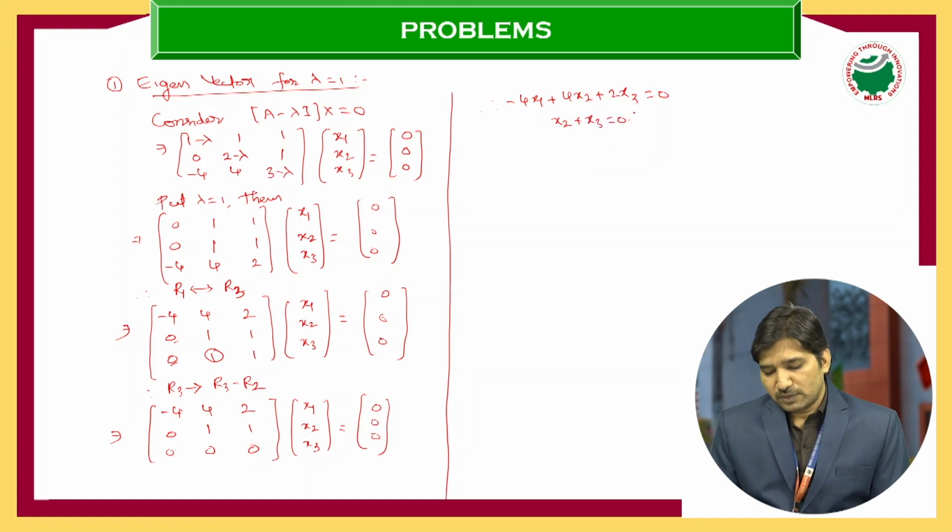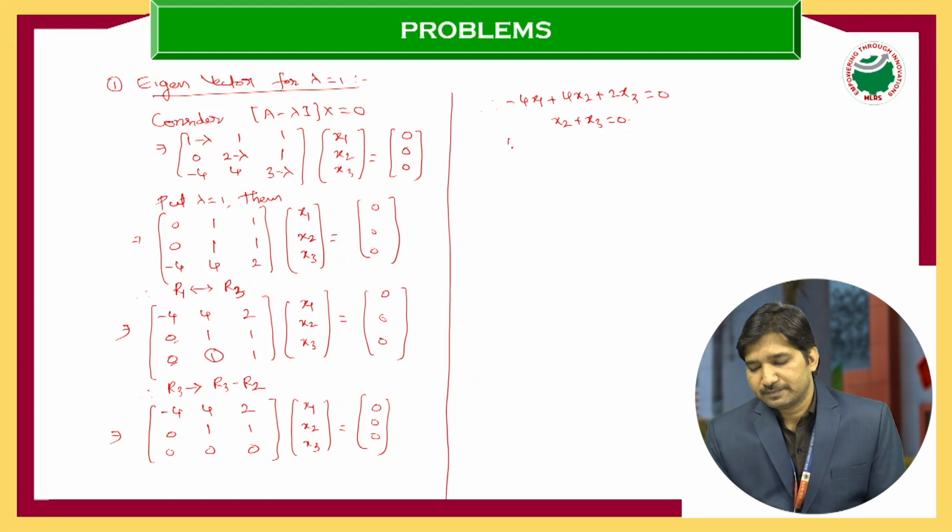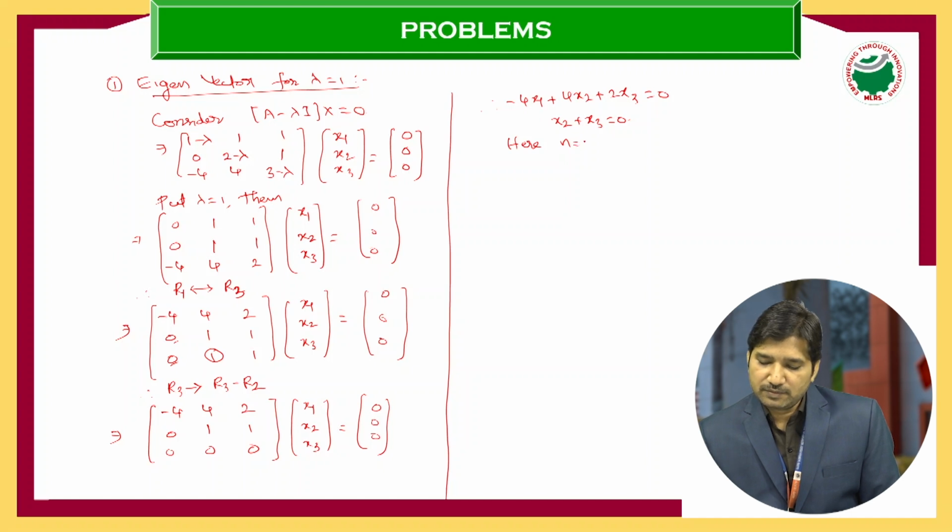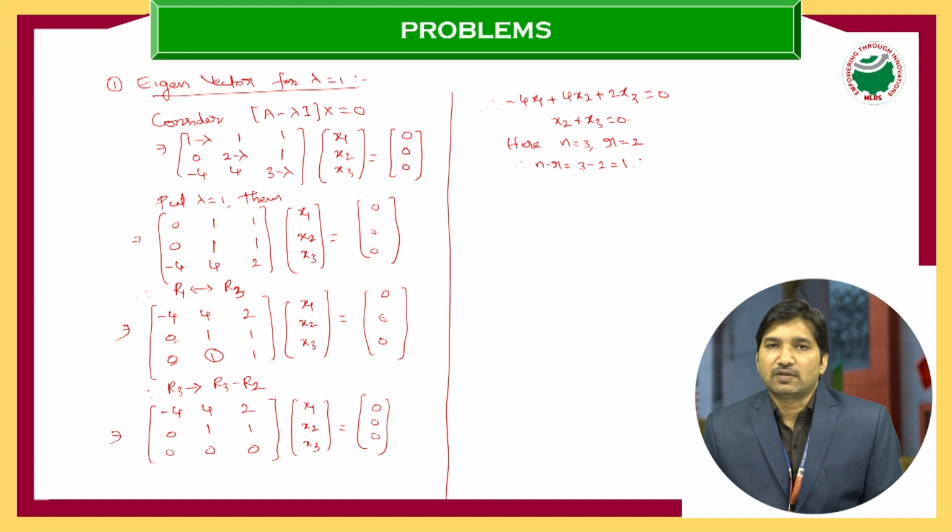Here the number of variables x1, x2, x3 is 3. The rank of the matrix is 2. That is 3 minus 2, one independent variable. We already discussed eigenvalue and eigenvector problems. Here n equal to 3, r equal to 2, the rank. Therefore the number of independent variables is n minus r, 3 minus 2 equal to 1. Let x3 equal to k, the independent variable.